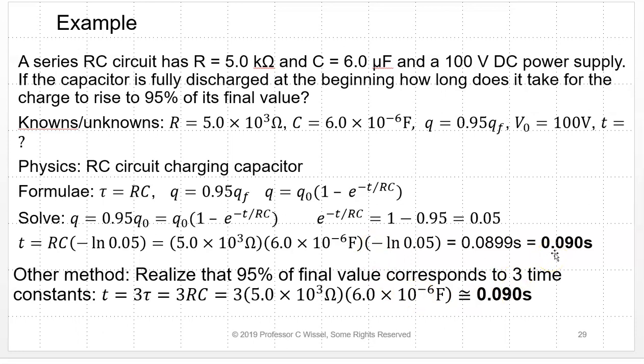Now, there's a much easier method. 95% of the final value corresponds to 3 time constants. So T equals 3 tau, which is 3 RC, which is 3 times 5 times 10 to the 3rd ohms times 6 times 10 to the minus 6 farads. That ends up coming out to 0.090 seconds.